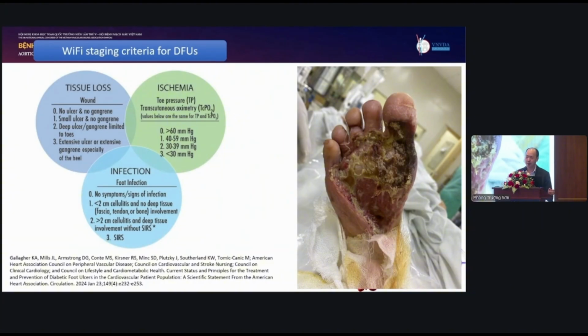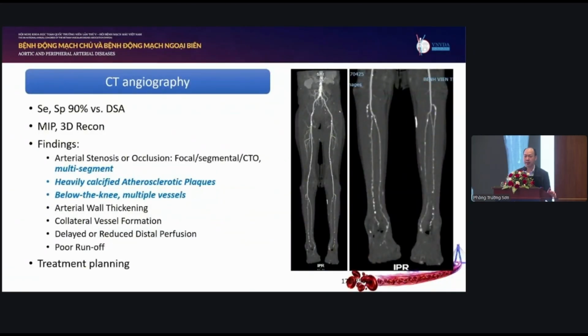For every patient, we usually discuss with orthopedics and diabetologists what is best for this kind of patient. As a radiologist, we usually rely on the findings on CT angiography at the time of planning. On CT, the findings of DFU and PAD in diabetic patients are usually multi-segment CTO with heavily calcified lesions, mostly below the knee and affecting multiple vessels. The CT scan with 3D reconstruction is very good for planning what we should do for endovascular: retrograde or antegrade, or bypass.